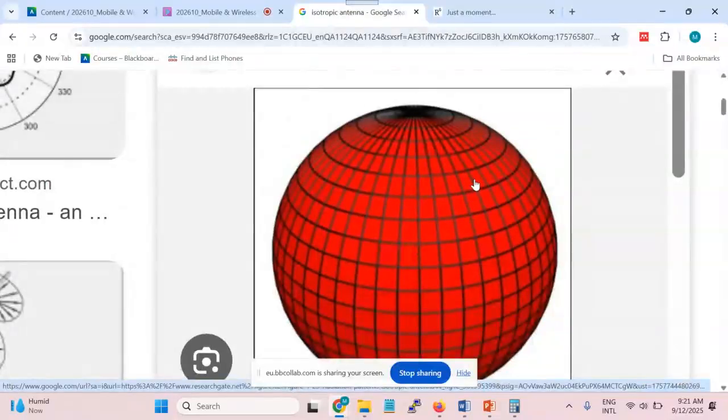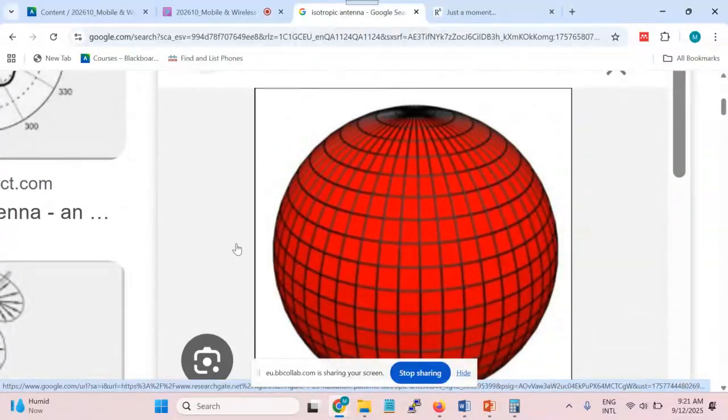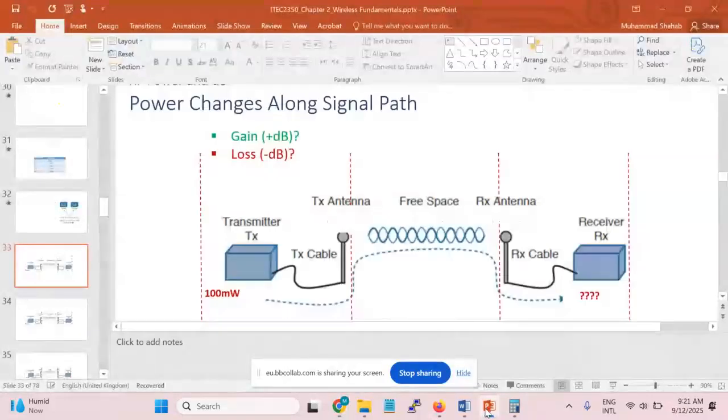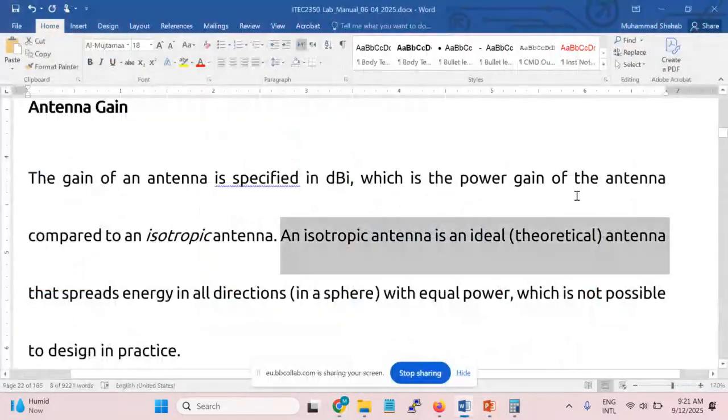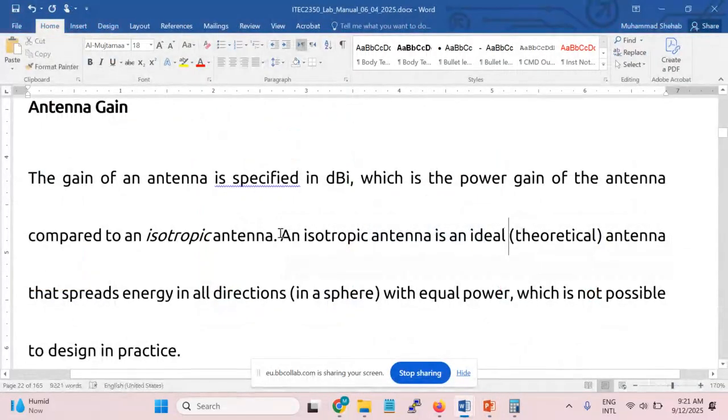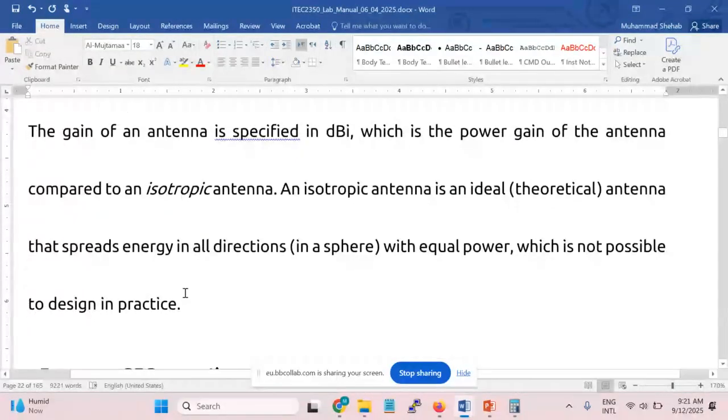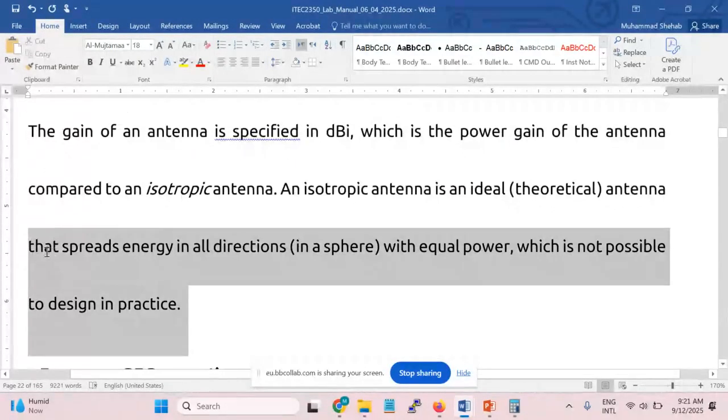So it does not have a specific direction. Its radiation is uniform in all directions. So for this reason, the gain of this antenna is 0. And this antenna is theoretical, it is not ideal. It spreads energy in all directions in a sphere with equal power, which is not possible to design in practice. Its value is 0 dB.